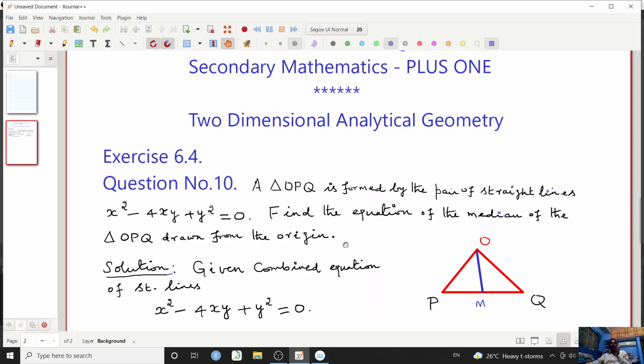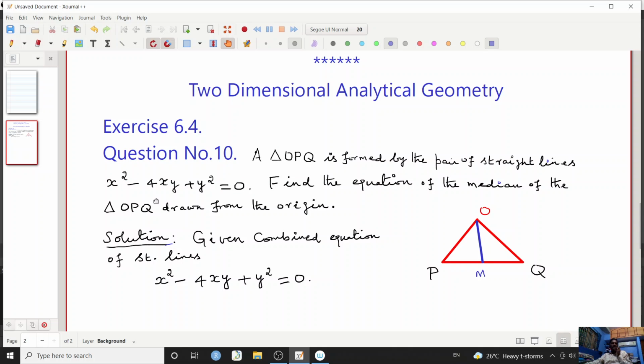Okay. So what we have to do for that is, what are we given first? We are given the combined equation of straight lines, namely the pair of straight lines. When you look at this equation, we see that this is a homogeneous equation.